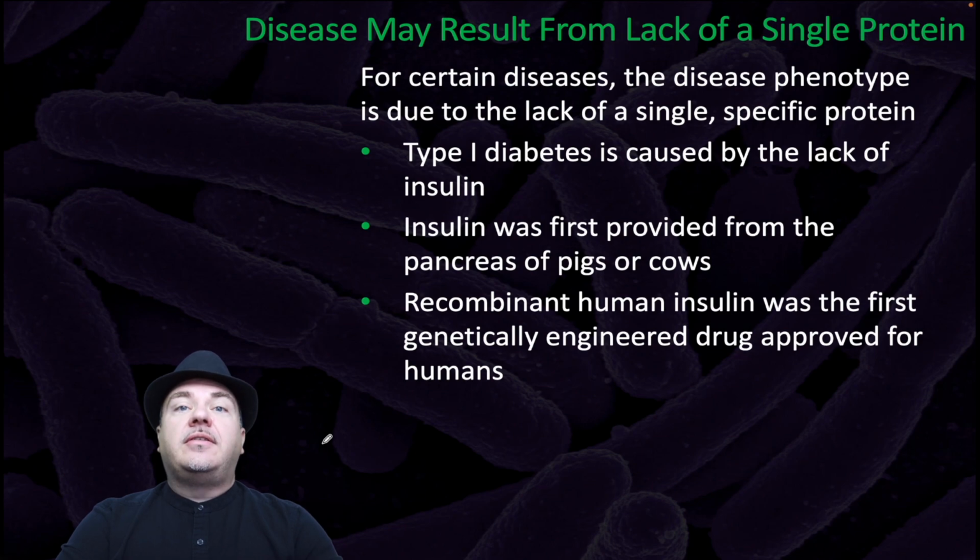For certain diseases, the disease phenotype is due to the lack of a single specific protein. For example, type 1 diabetes is caused by the lack of insulin. Insulin was first provided from the pancreas of pigs or cows. Recombinant human insulin was the first genetically engineered drug approved for humans.